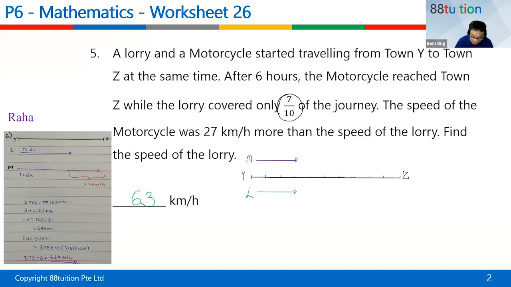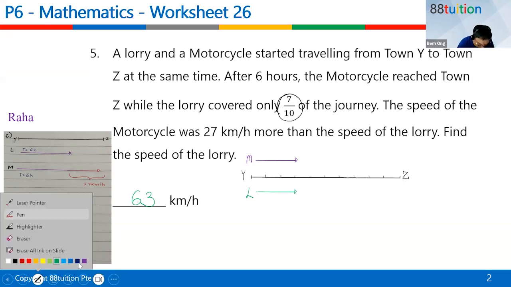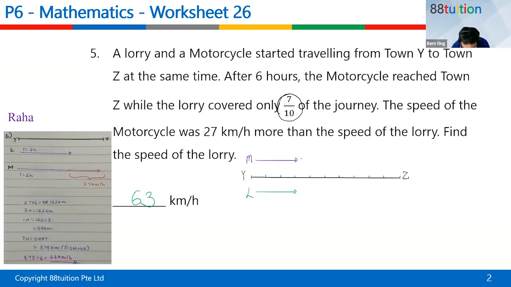After 6 hours, the motorcycle reached town Z. So from here all the way to here, the time is 6 hours. Is that okay? What happened? Lorry only covers 7/10 of the journey. 1, 2, 3, 4, 5, 6, 7, here. Lorry only down here. Can you see that? 7/10. And please remember, up to here, the time that the lorry took is also 6 hours.